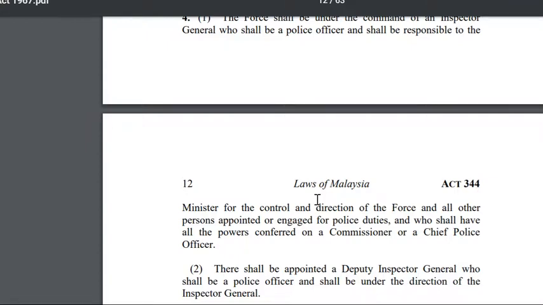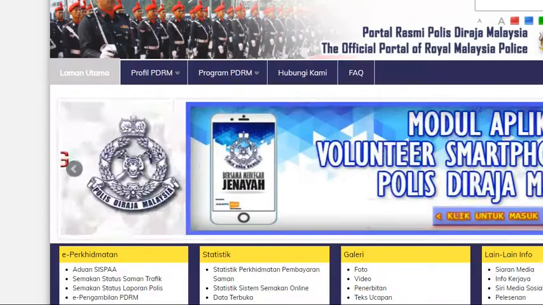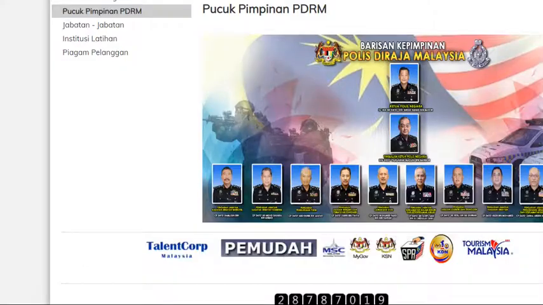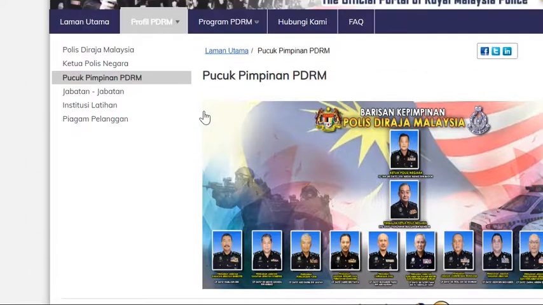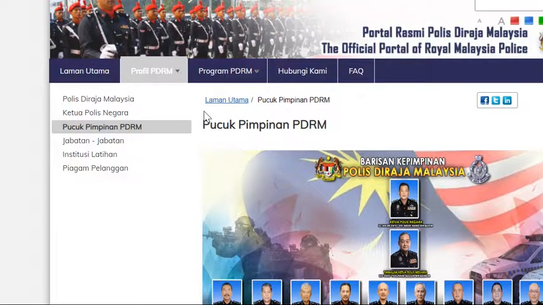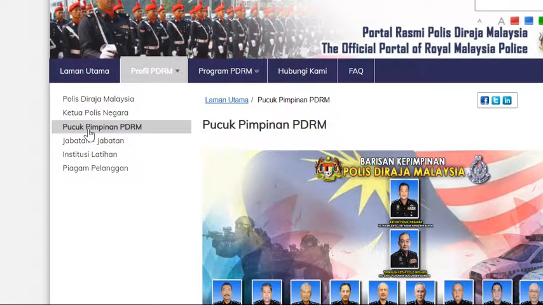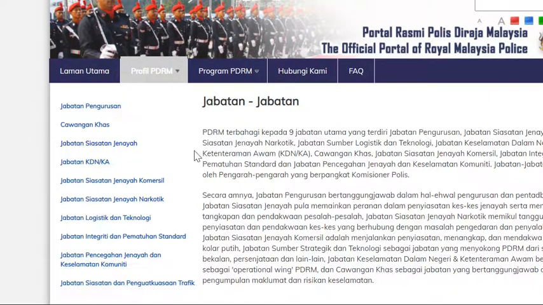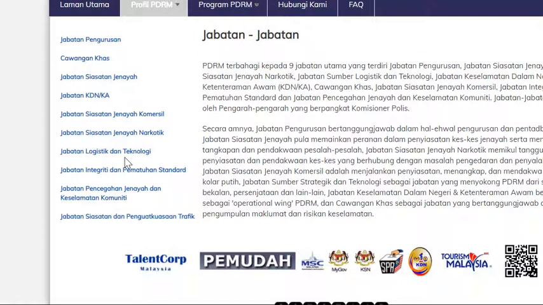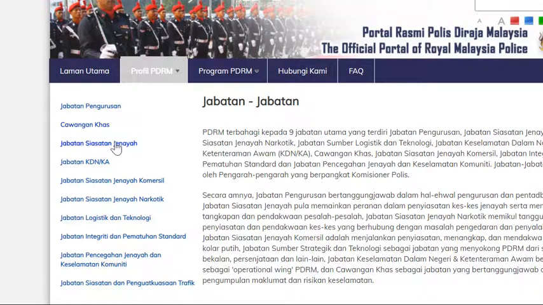And how does he apply that power? Let's look at the police. This is the website of the police force of Malaysia. If you look at the structure, you can see the IGP here, Ketua Polis Negara, and then Timbalan. This is the structure. If you look at the jabatan-jabatan, these are the jabatan contained in the police. So we have cawangan khas, jabatan siasatan jenayah, and so on.